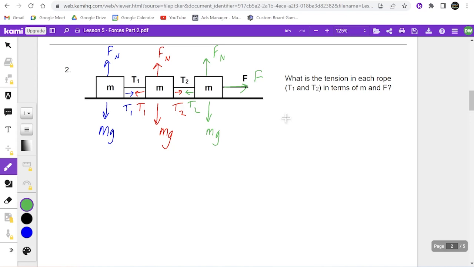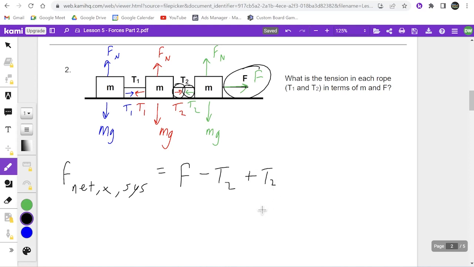So, now I'm going to say to look at the system, because that's what you should do. You should always look at the system first. And since tension points in the x direction, I think it's going to make the most sense to do F net x for the system. So let's count the forces from right to left. First, you got force F right here. That's positive because it points to the right. Then it looks like that T2 in green points to the left, so minus T2. Then T2 in red points to the right, so it looks like plus T2. That will cancel. I'll cancel it in the next step.